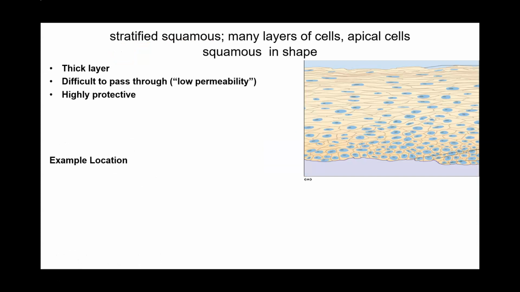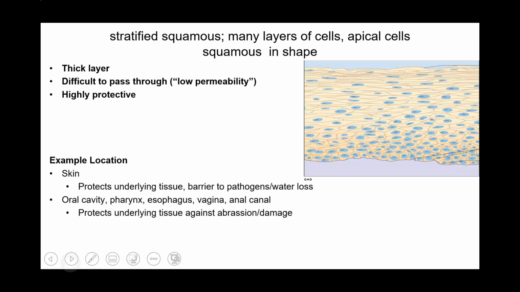And then the last tissue we're going to look at at this point is called stratified squamous. Now, this is a truly layered tissue. It is stratified. So if we look at the image, there's the basal surface. Here's the apical surface. And what you can see is there are many, many layers of cells between the apical surface and the basal surface.